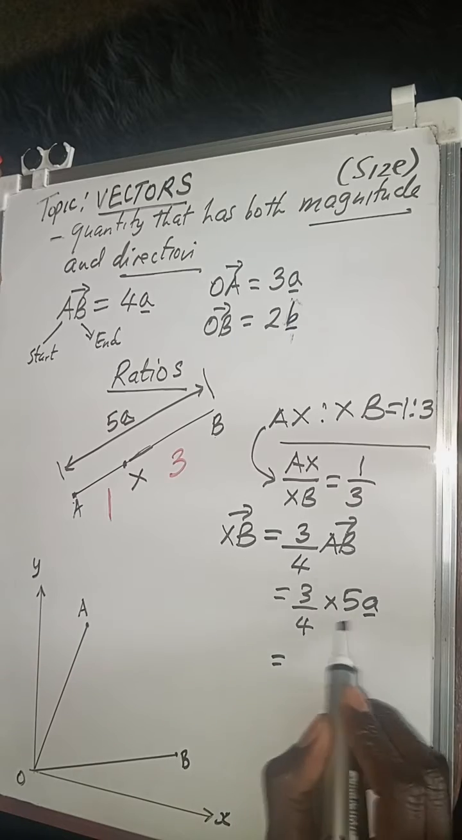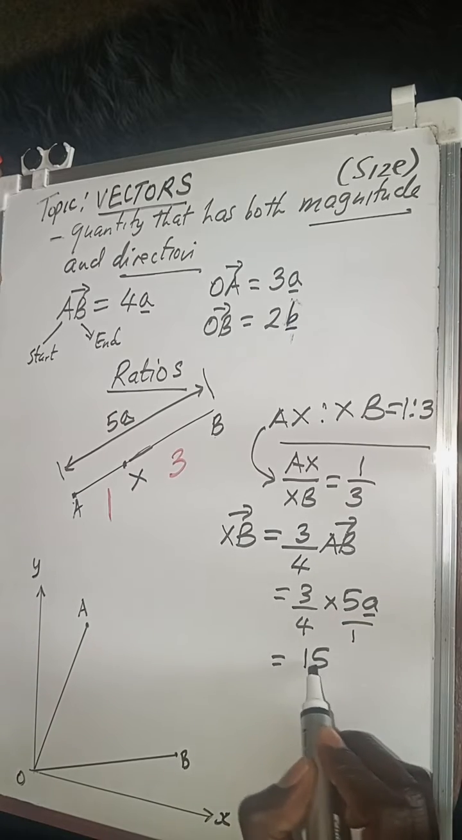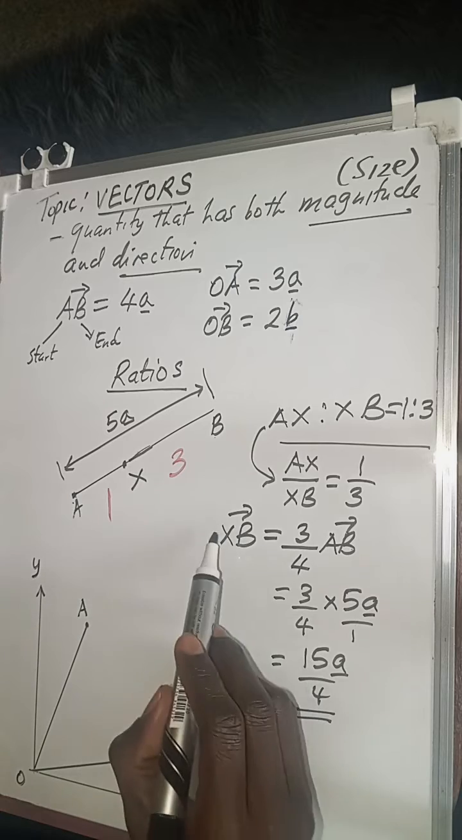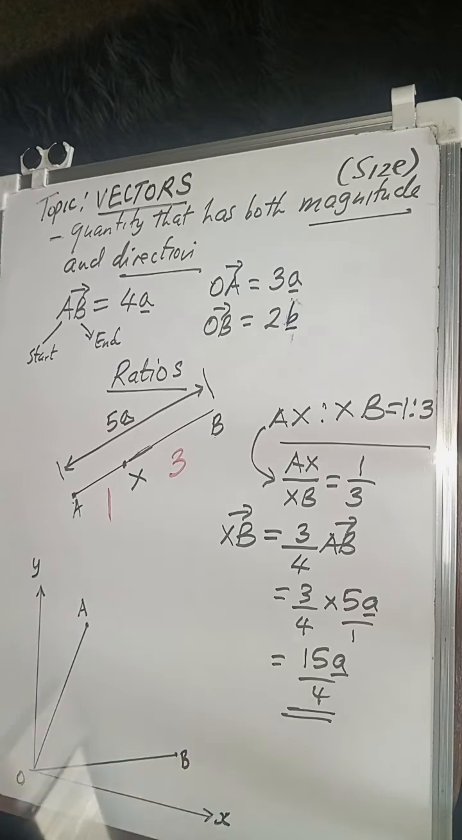So when you multiply that, that is going to give me 15 vector A over 4. I'm just leaving it like that. So that's my ratio XB there that we mean. So ratios are very important, and please pay attention when it comes to these ratios.